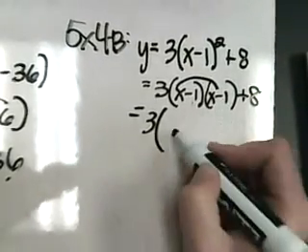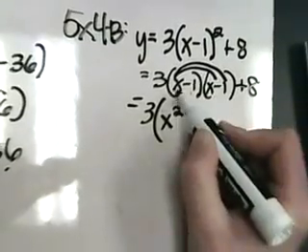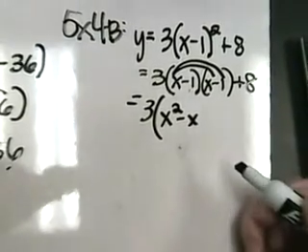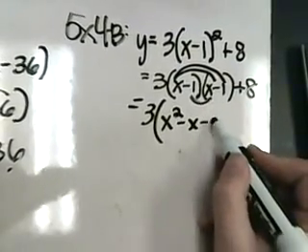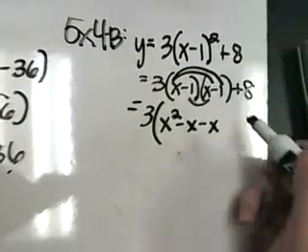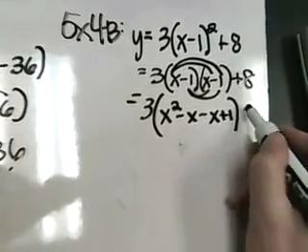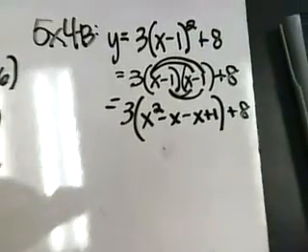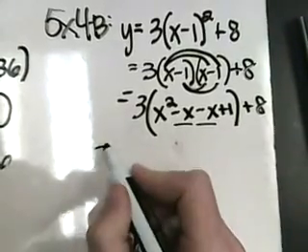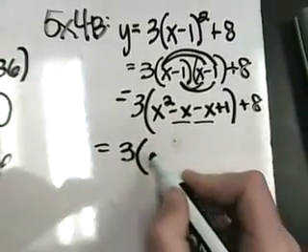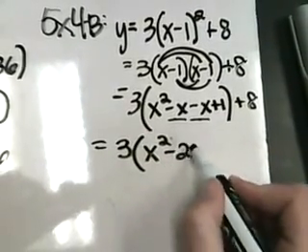Okay, so 3 is going to stay out front. First terms, x times x is x squared. Outer terms, x times negative 1 is negative 1x. Inner terms, negative 1 times x is negative 1x. And last terms, negative 1 times negative 1 is positive 1. Then I have my plus 8. I can still clean up here because I've got like terms right here. So I've got 3 x squared. I've got negative 1x and negative 1x, which would make negative 2x.